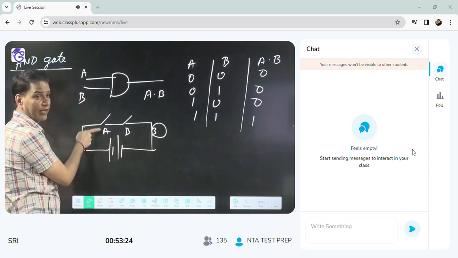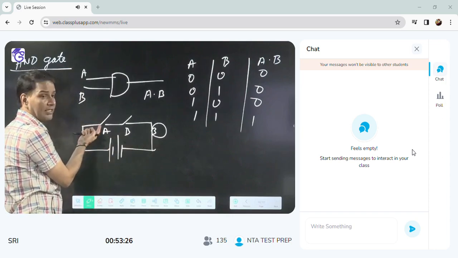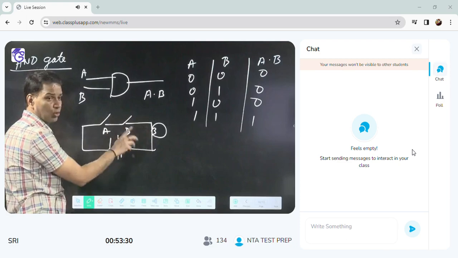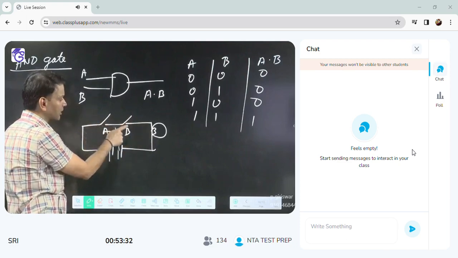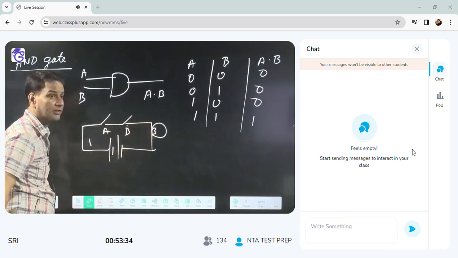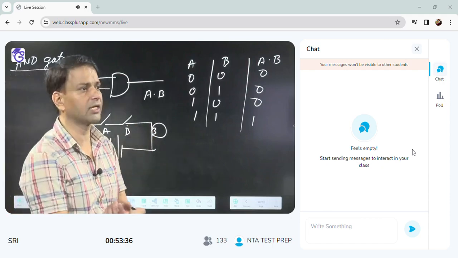Now you can see, if any switch is open, then the circuit will be open. Circuit open, the bulb will not glow. When both switches are closed, then only current will go through the bulb, and then only the bulb will glow. So this is the circuit diagram of the AND gate.